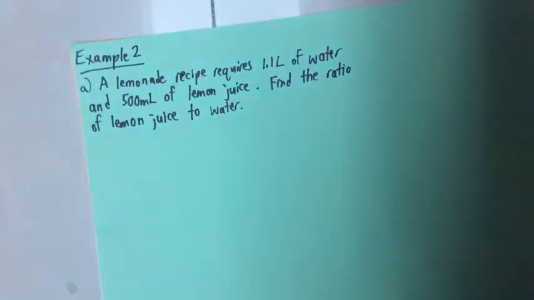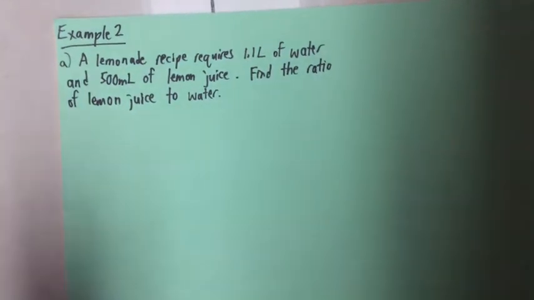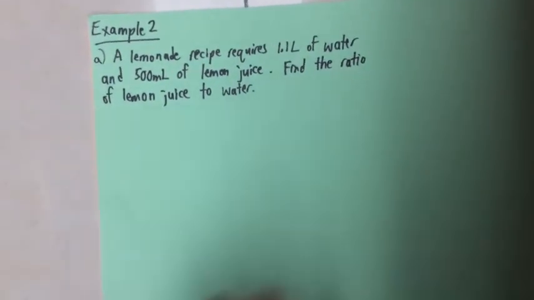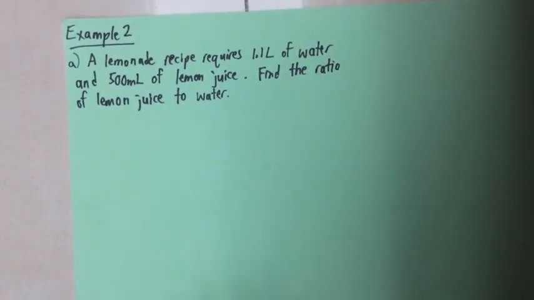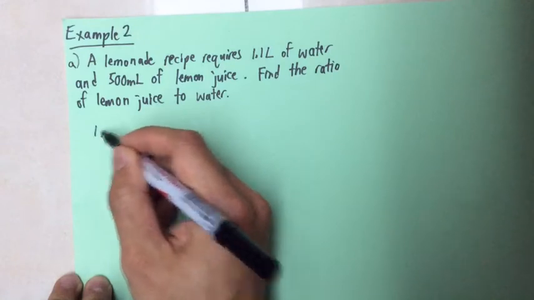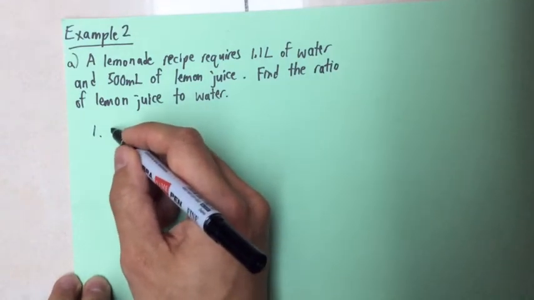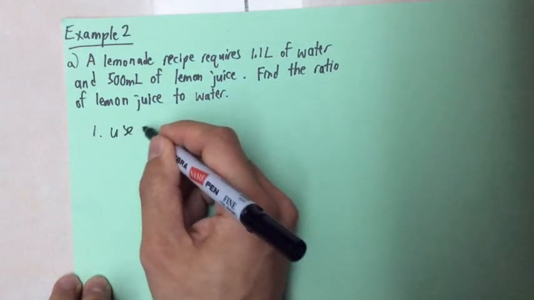All right, let's try another example. Okay, let's do a word problem here. A lemonade recipe requires 1.1 liters of water and 500 milliliters of lemon juice. Find the ratio of lemon juice to water. Okay, now how do we do that? First, you need to note, okay, you must use common units. Okay, so this is what you need to keep in mind.